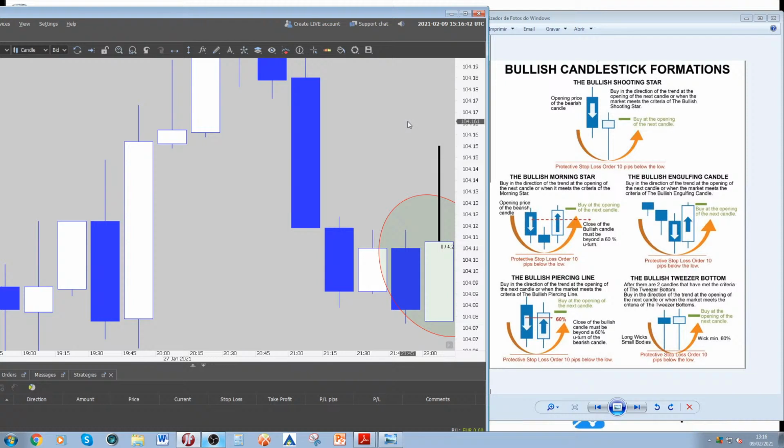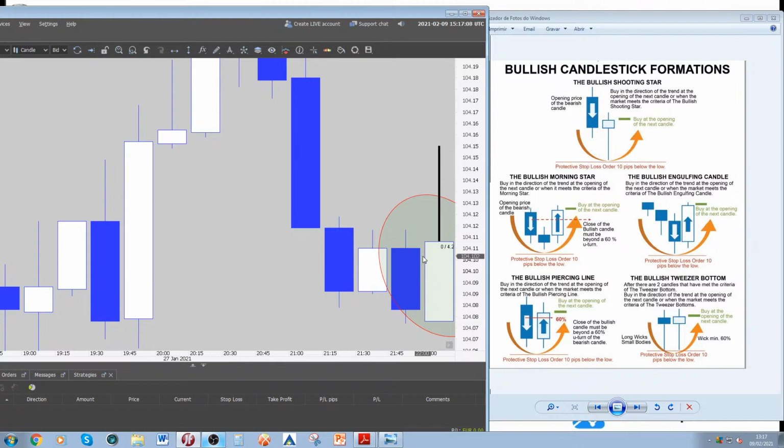Also remember that I have a 20 seconds delay on the chat. Yes, the blue and the white. Is this a bullish candlestick formation? You can say yes, you can say no, you can say I don't know. Bullish engulfing? No sir, everybody. This is not a bullish candlestick formation.